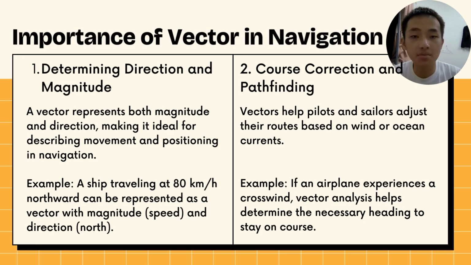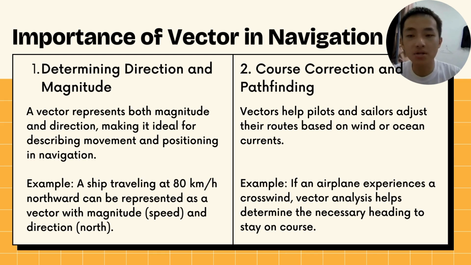Now, I will explain about the importance of vector in navigation. The first importance is determining direction and magnitude. Vectors help in defining the exact direction and speed of a moving object. In navigation, knowing both the speed and direction is crucial for reaching a destination efficiently.